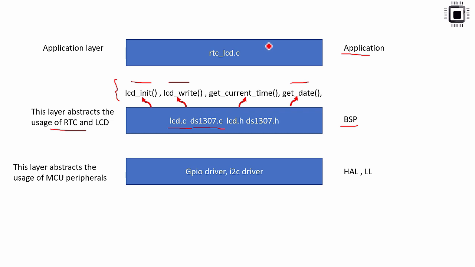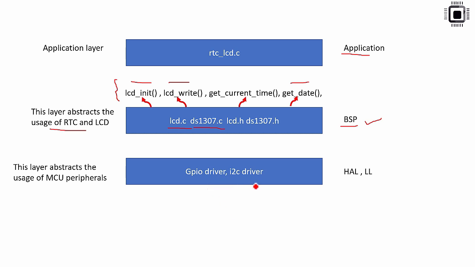So the user who is using the board just expects some simple functions to talk with the different devices of the board like the LCD or RTC. He just wants to write some data to the LCD. That's why he expects there should be a function called LCDWrite. The user just wants to read date and time information from the RTC, so the user expects there should be a function exposed by the BSP layer to get the current time and date information. All the other things are done inside this LCD.c and DS1307.c. Those files know how to handle the LCD and RTC chip. So that's why you can say that the BSP layer abstracts the usage of the onboard devices.